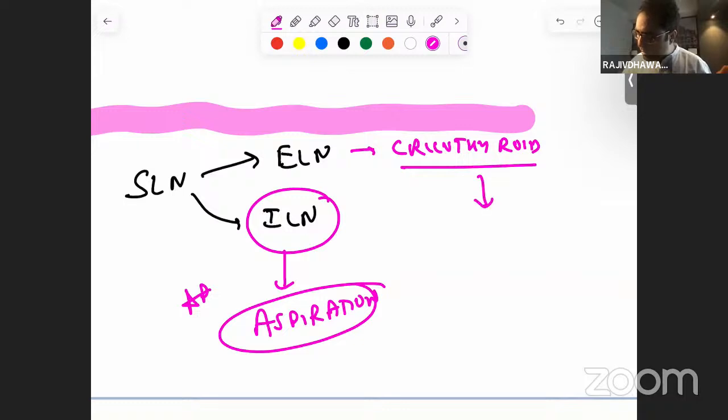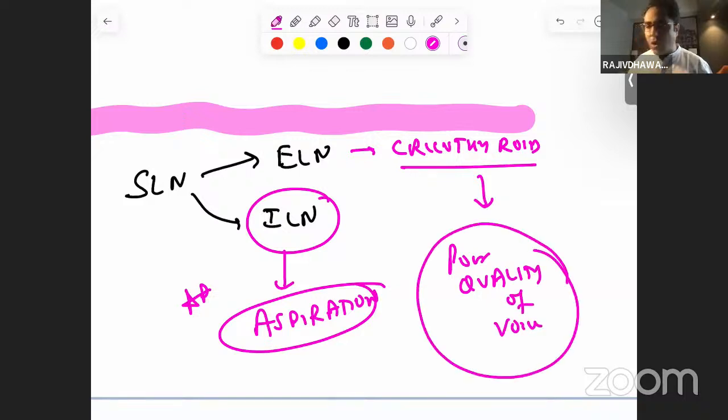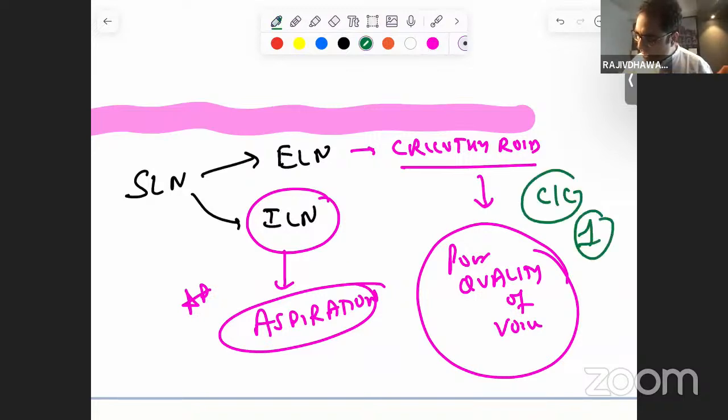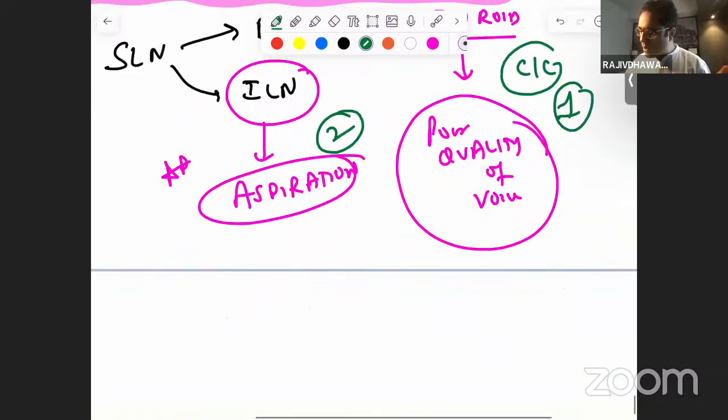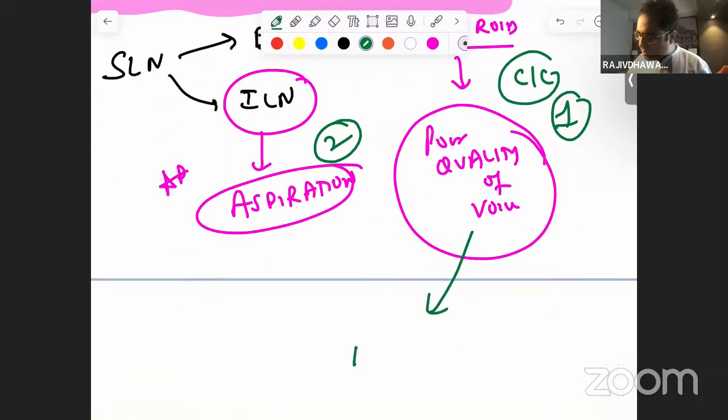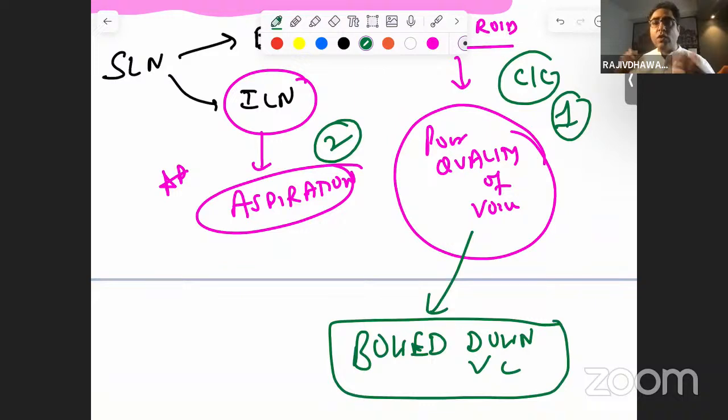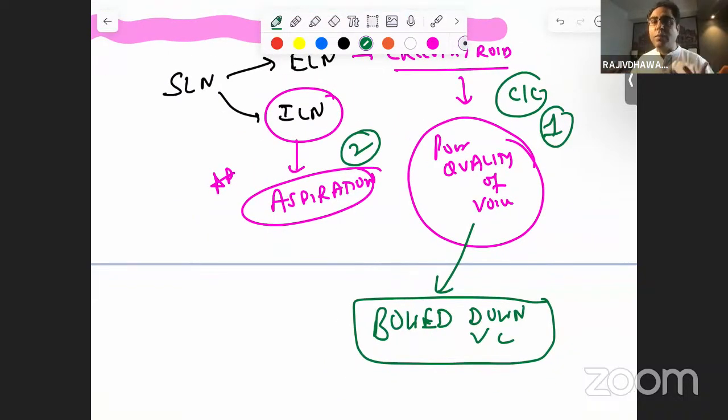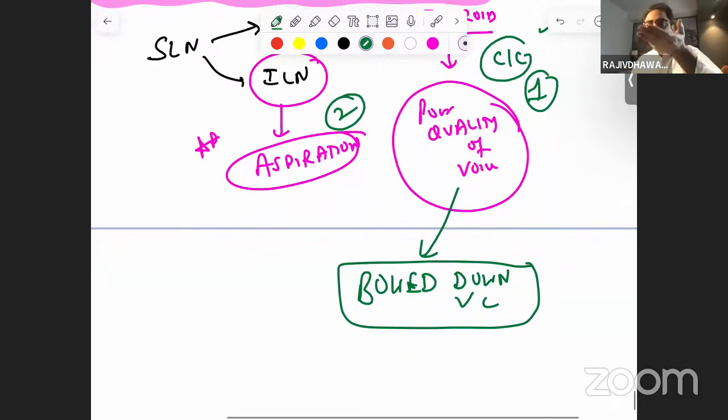So chief complaint number 1 will be poor quality of voice, because cricothyroid is the main tensor of the vocal cord. Tensor gives us quality of voice. Chief complaint number 2 is aspiration, beta. Poor quality of voice, and when you examine the patient, you see a bowed down vocal cord. If they tell you that after thyroid surgery the patient cannot sing properly, which nerve got damaged? Superior laryngeal nerve, beta. And what is the appearance? If tensors are gone, the vocal cord will be bowed down.